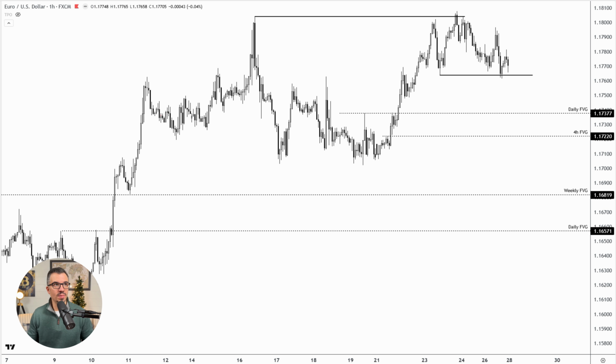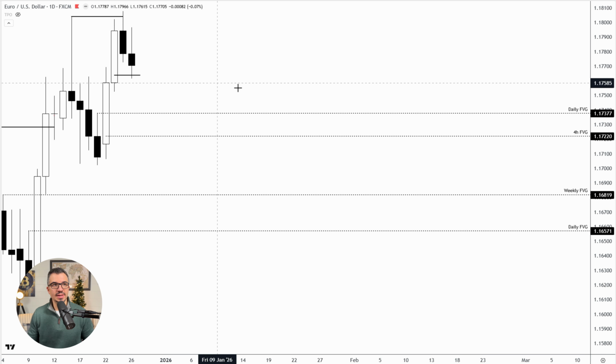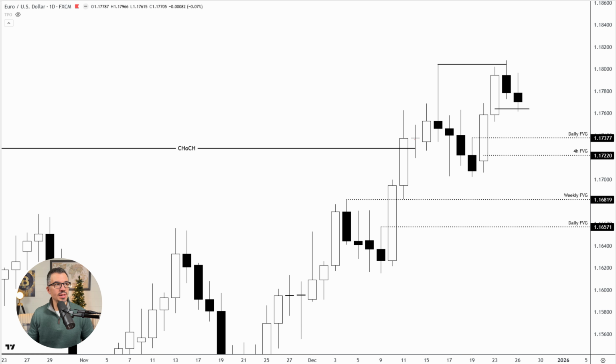If we go to a daily time frame, you can see where we have this daily FVG back here off of this high. So this is open for business right here, this high right here, and then we have the 4-hour FVG down here in this pocket.